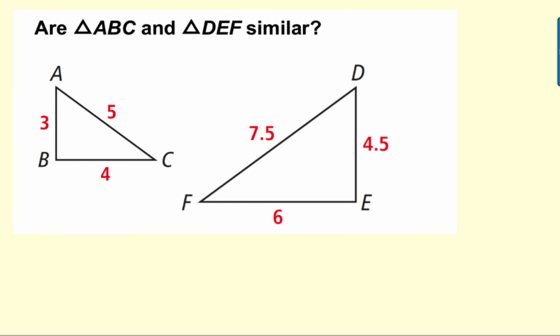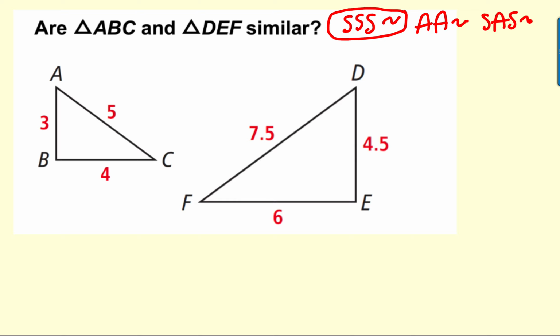Let's determine if these two triangles are similar. Notice we don't have any information about angles, and here are three methods: SSS similarity, angle-angle similarity, and side-angle-side similarity. So this is probably our best candidate right here, and let's go ahead and compare sides. I'm going to compare the smallest with the smallest over here, which is 4.5, and then the medium with the medium, and then the large with the large.